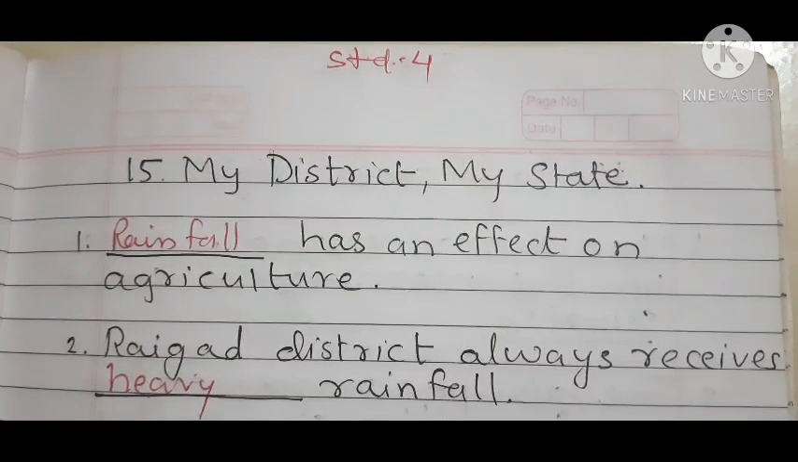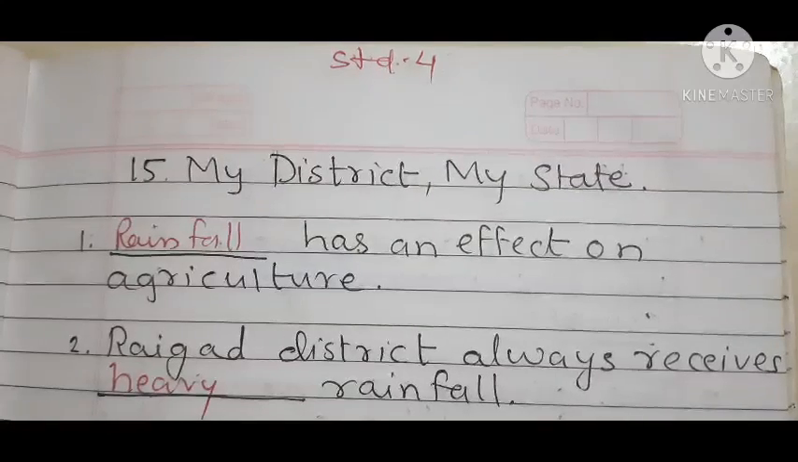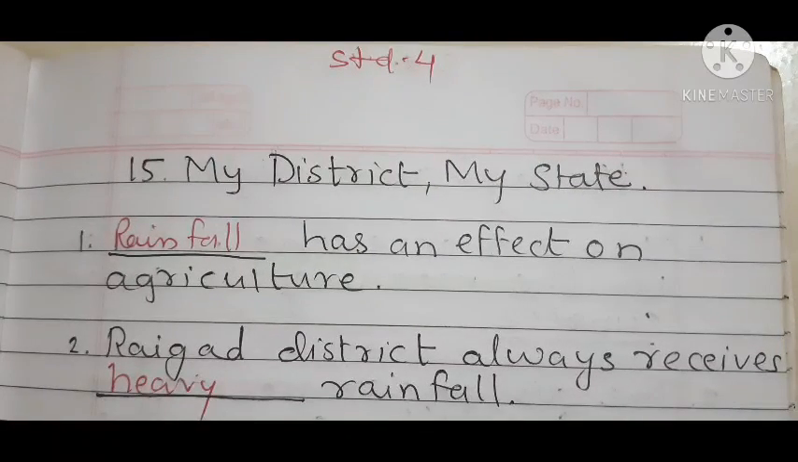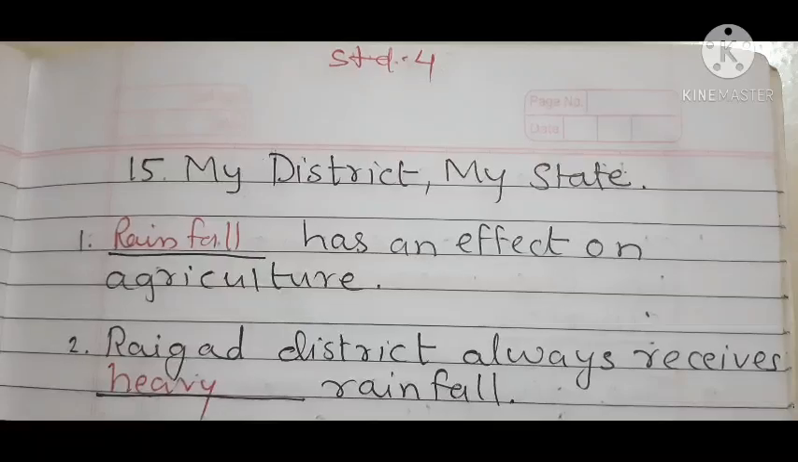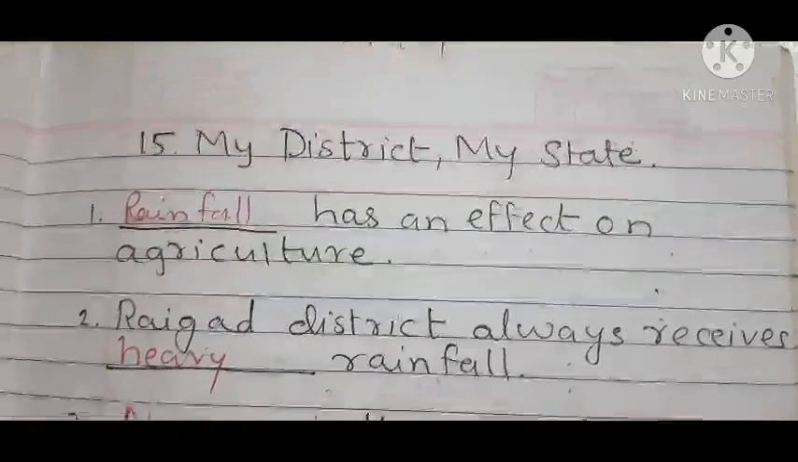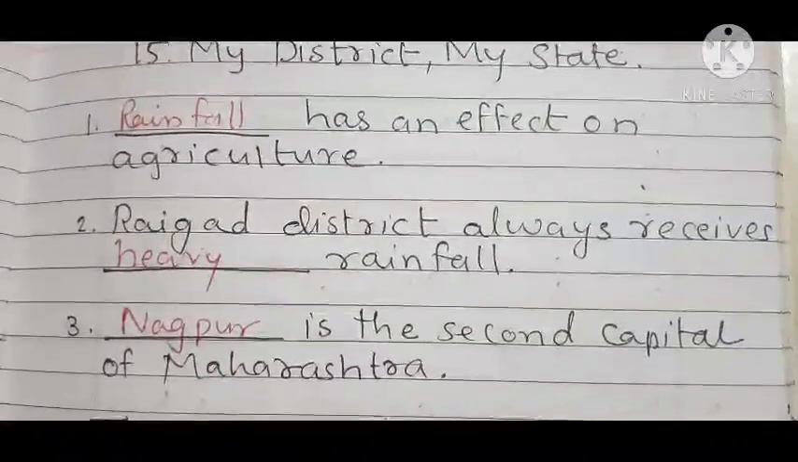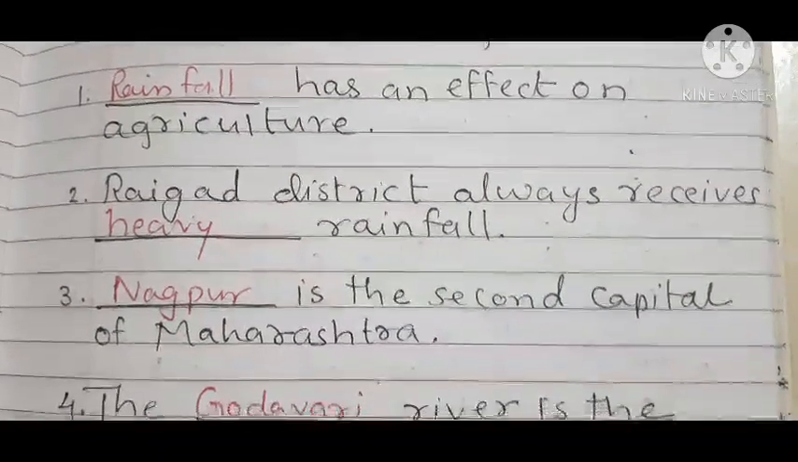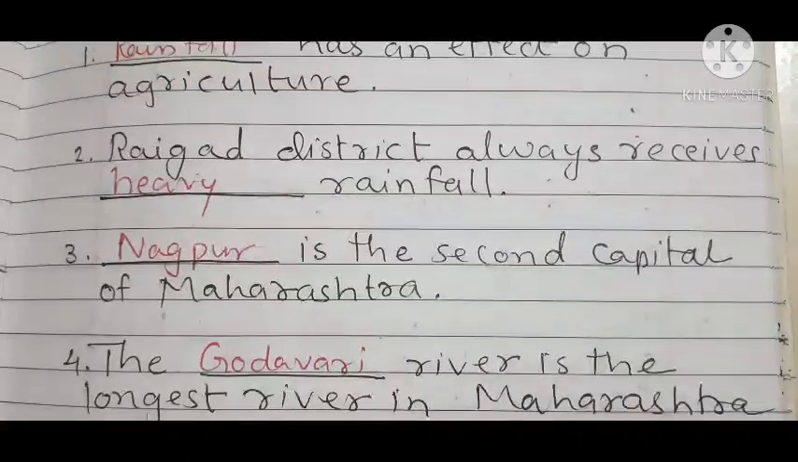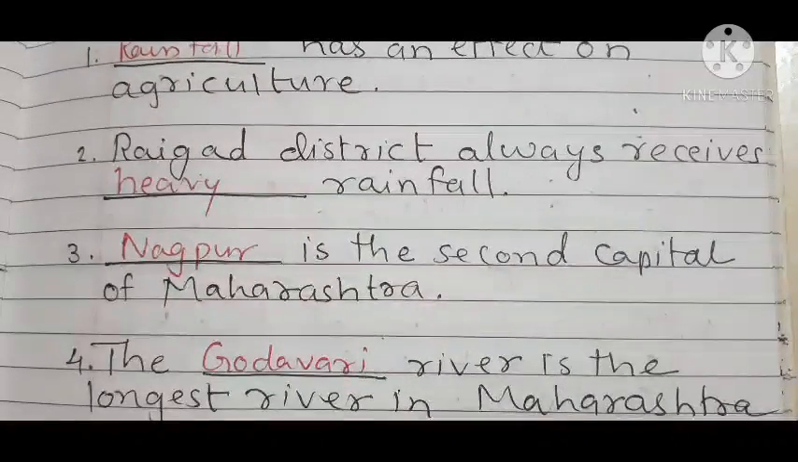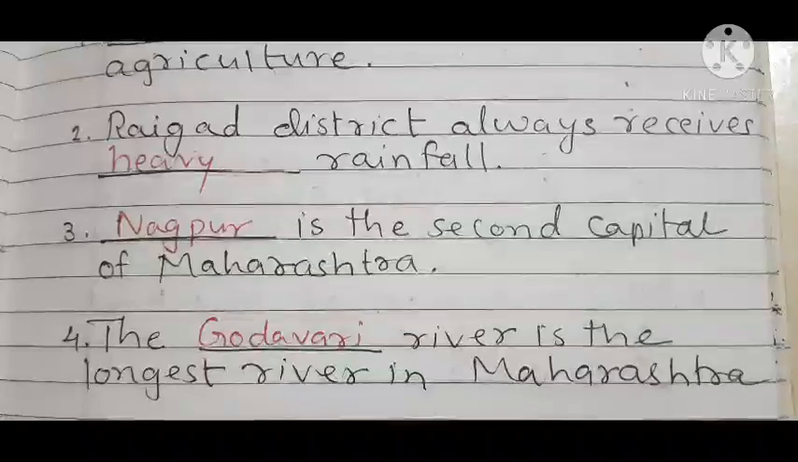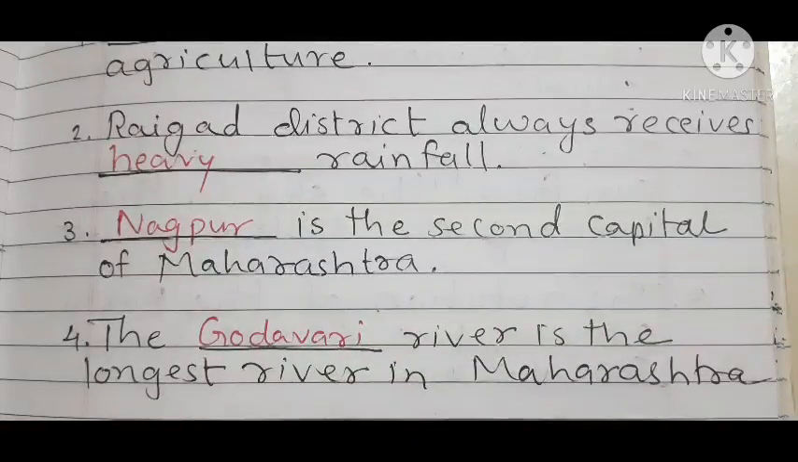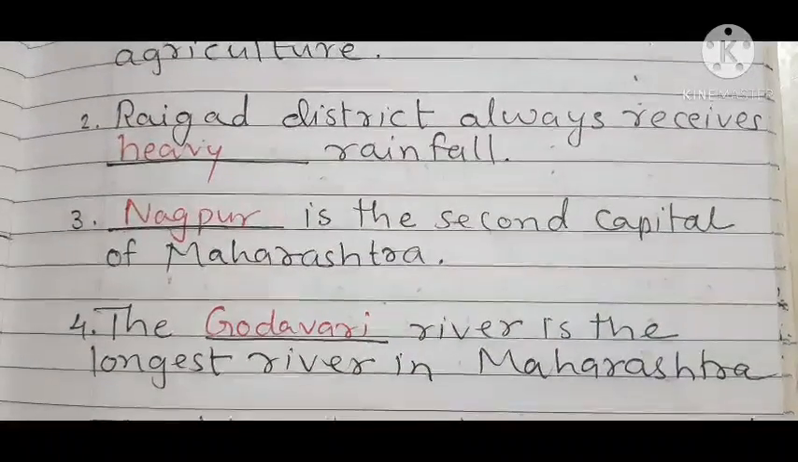Next chapter, number 15, My District and My Street. Dash has an effect on agriculture. Rainfall. Raigad district always receives dash rainfall. Heavy rainfall. Dash is the second capital of Maharashtra, Nagpur. The Dash river is the longest river in Maharashtra, Godavari.